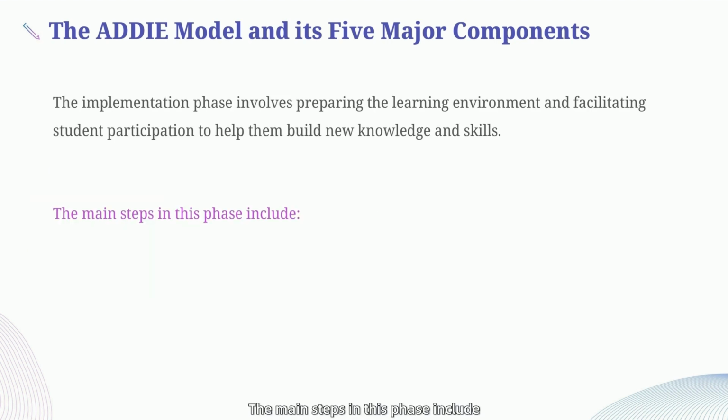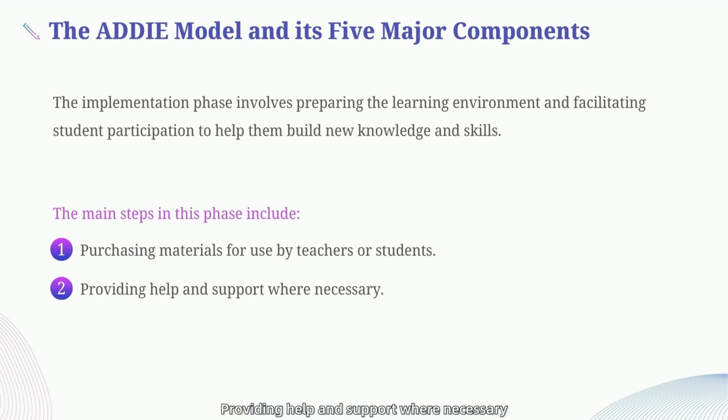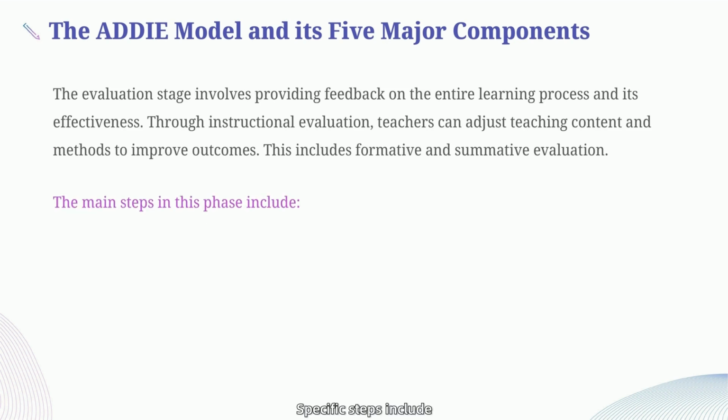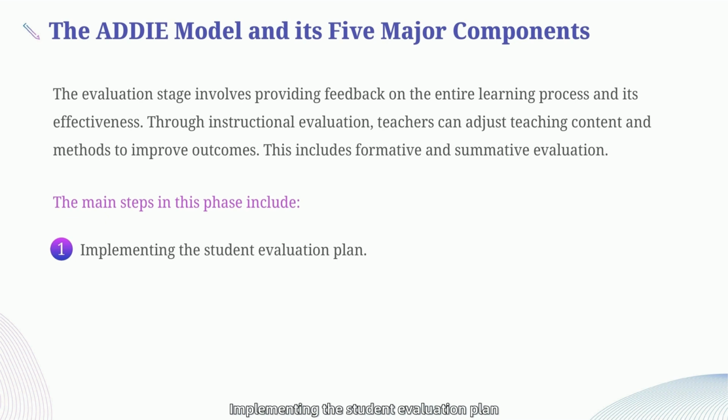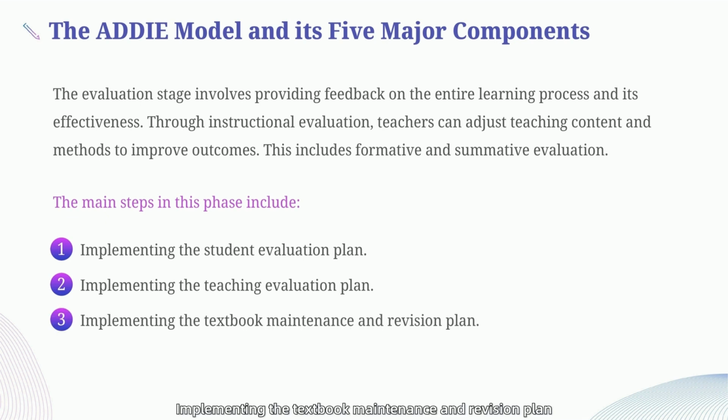The main steps in this phase include purchasing materials for use by teachers or students, providing help and support where necessary. The evaluation stage involves providing feedback on the entire learning process and its effectiveness. Through instructional evaluation, teachers can adjust teaching content and methods to improve outcomes. This includes formative and summative evaluation. Specific steps include implementing the student evaluation plan, implementing the teaching evaluation plan, implementing the textbook maintenance and revision plan.